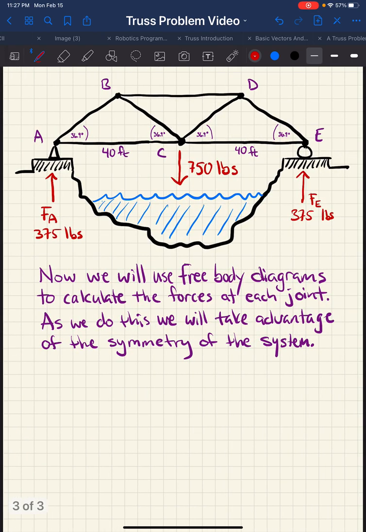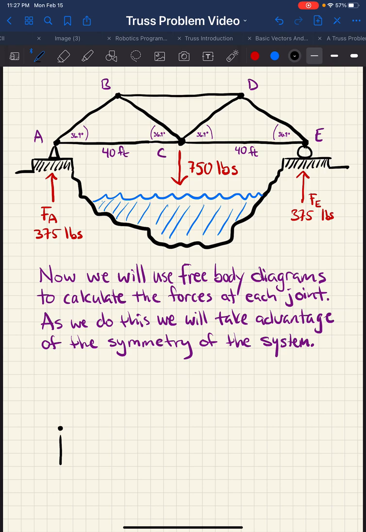So now we will use the free body diagrams to calculate the forces at each joint. And as we do this, we're going to take advantage of the symmetry in the system. When we find AB, DE is going to be, because of symmetry, the same: they'll both be in tension or both be in compression, and it'll be the same amount of force. So that'll make it easier to solve this truss. So let's start with point A.